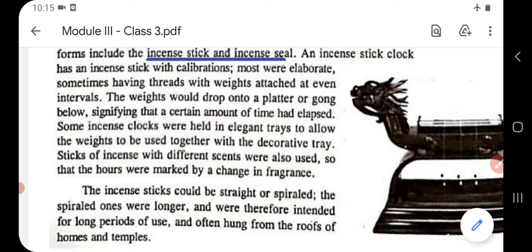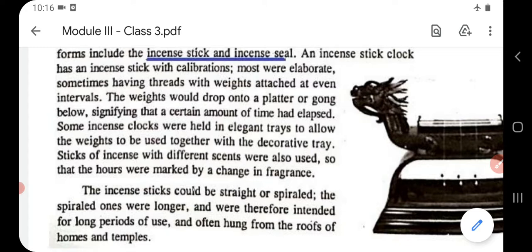Now, some incense clocks were held in elegant trays to allow the weights to be used together with decorative trays. So, here in the figure, you can see that it is a decorative tray. That is, the incense stick clock is arranged over a decorative tray. Just to add beauty to the clock, they are arranging it on decorative trays.